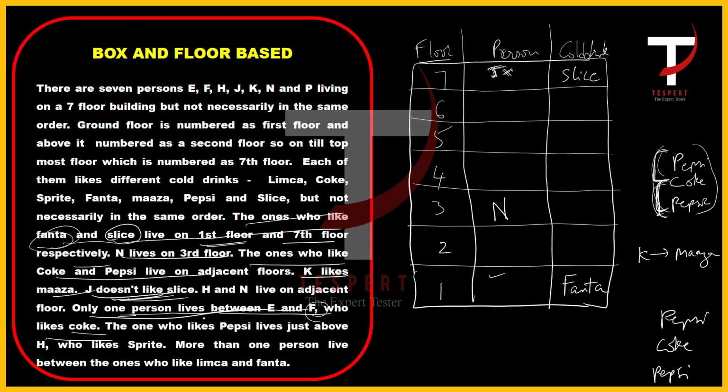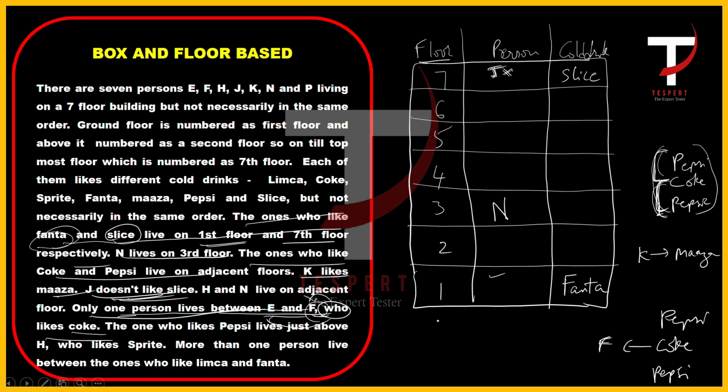But here, what is given? Only one person lives between E and F who likes Coke. So here "who" refers to F, not E, right? So "who" here refers to F. So we should mention F here, as F likes Coke.